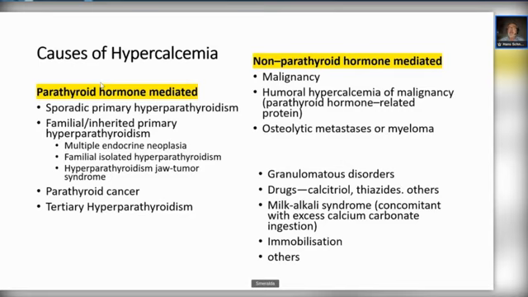Rarely you can have milk alkali syndrome, where you have excess calcium carbonate with renal failure and you can't get rid of the calcium. Immobilization hypercalcemia is also well described, as well as a number of others.